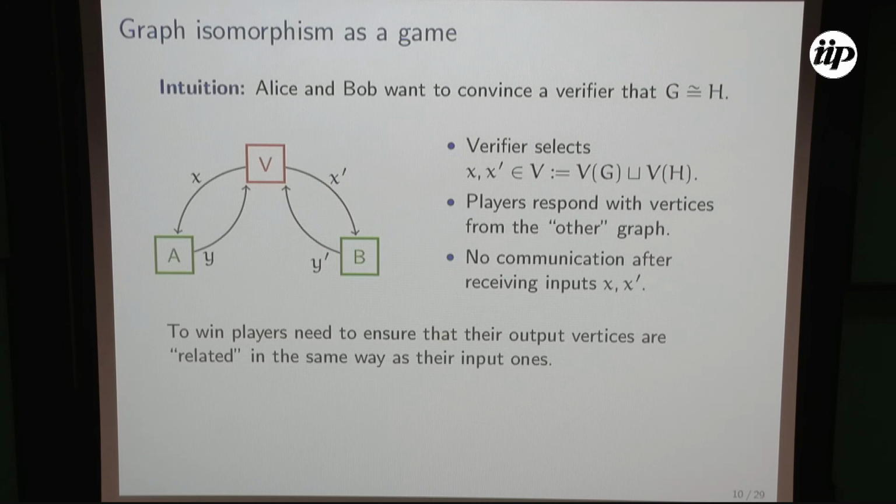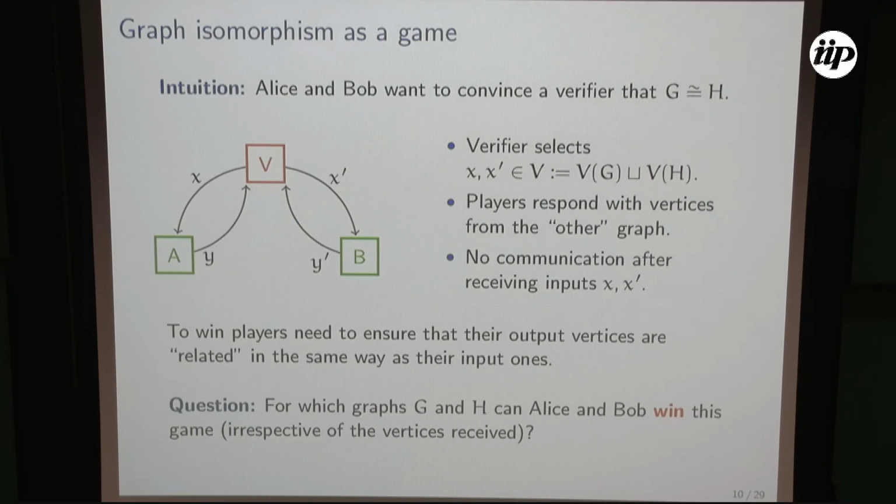This game would actually be trivial if the players sent each other the questions, x and x prime, they got. So we don't let them talk to each other after they've gotten x and x prime, but they can talk to each other beforehand. They know the two graphs, G and H, and they can meet and decide how they're going to try to win this game. Now the question we want to ask is, for which pairs of graphs, G and H, can Alice and Bob win this game irrespective of the vertices received?